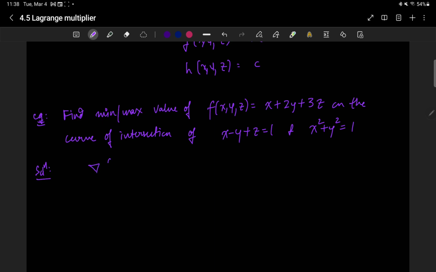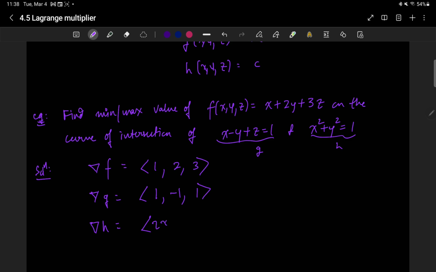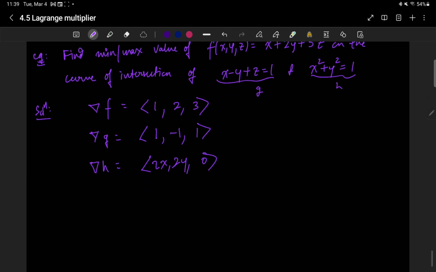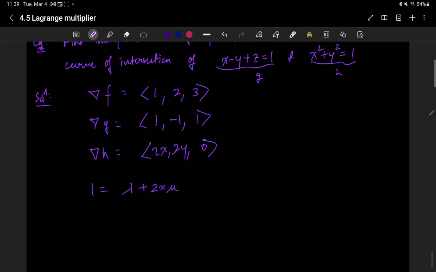So as before, I will find the gradient. That's going to be 1, 2, 3. Then I'll find the gradient of the first constraint. Let's call this g and let's call this h. That's going to be 1, negative 1, 1. This is going to be 2x, 2y, 0, because there is no z component there. And so I have 1 is lambda plus 2x mu.